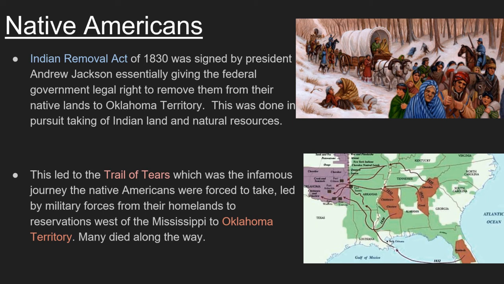These usually were like the Georgia, Florida areas, mostly where they came from. This led to the eventual journey of these Indians, forcibly by military force. They called this journey the Trail of Tears, which was the infamous journey the Native Americans were forced to take, led by military forces from their homelands to reservations west of the Mississippi, essentially going to Oklahoma Territory. Many of these Native Americans died on the trip.